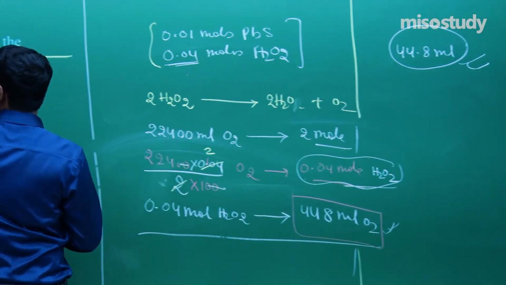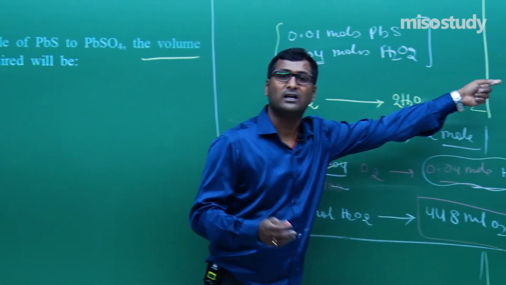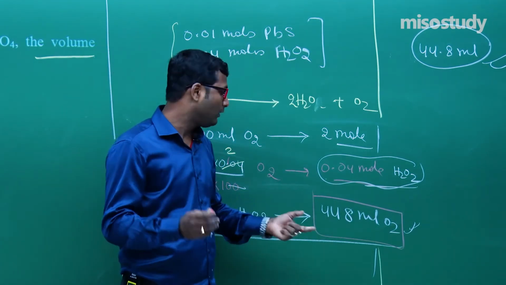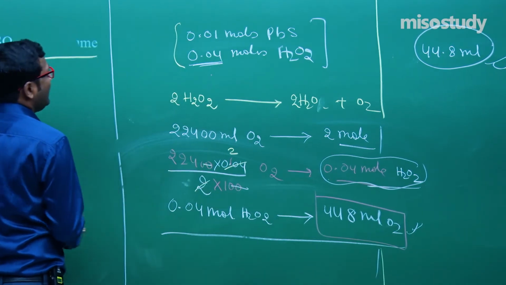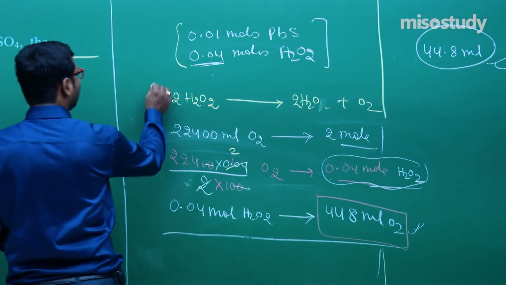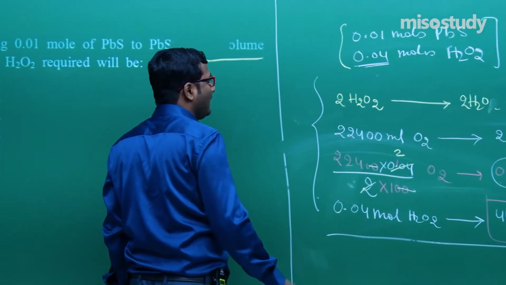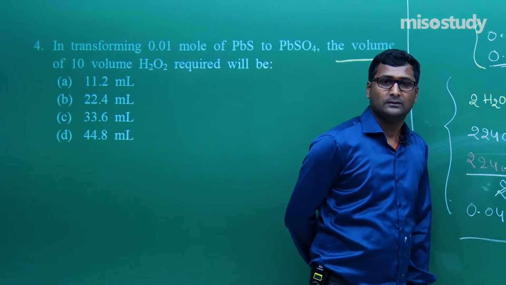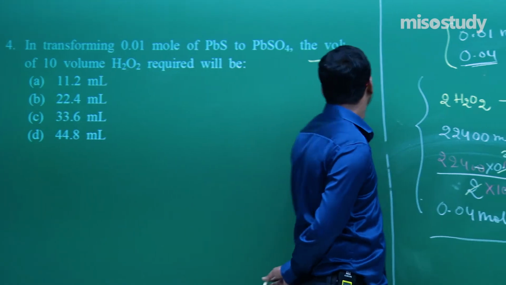Now here is given 10 volume. For 1 volume here we can assume 440, so for 10 volume that will be equal to 44.8. Clear to you? This is one method to solve such kind of questions. If you have any doubt, you can easily ask me. Tell me, friend, you can easily talk to me.